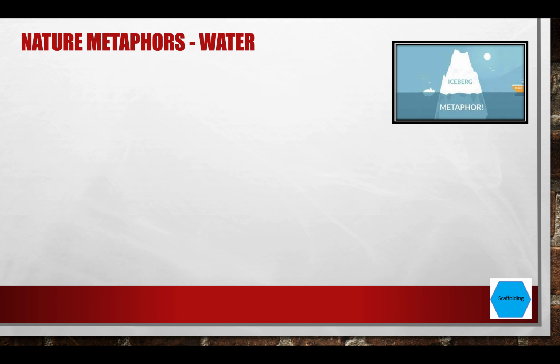So we're going to look at nature metaphors again, but this time with water. So as you can see, this picture here, I think, describes the metaphor really, really well. So we're looking for that hidden meaning, something suggested or insinuated, not necessarily explicitly described.